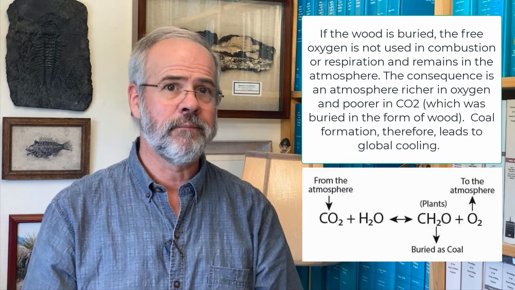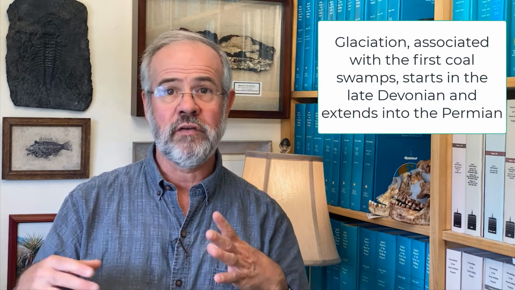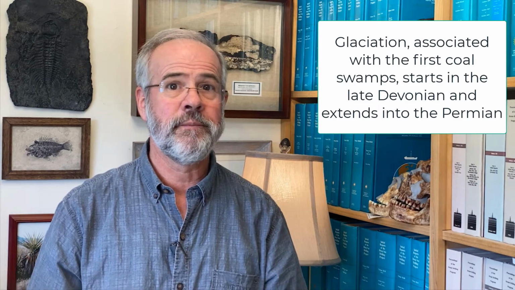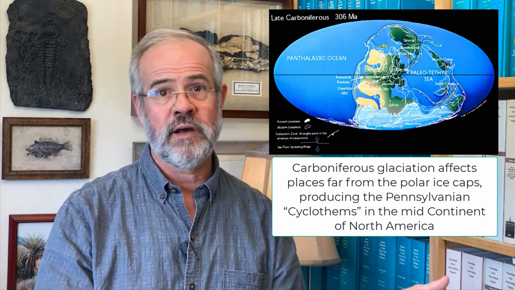The consequence of organic matter burial is therefore an atmosphere richer in oxygen and poorer in carbon dioxide and subject to global cooling. All this suggests that when plants first started to make abundant wood in the form of the progymnosperm Archaeopteris about 375 million years ago, we might expect glaciation to ensue. Indeed, that's just what happened. Glaciation starts in the late Devonian and continues through the Pennsylvanian and Permian. There is abundant evidence of these glaciations, even far from the ice.